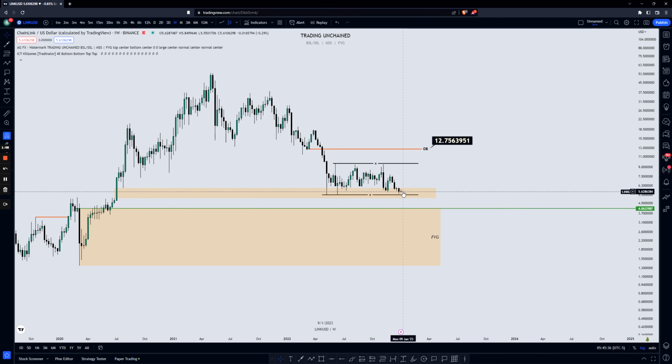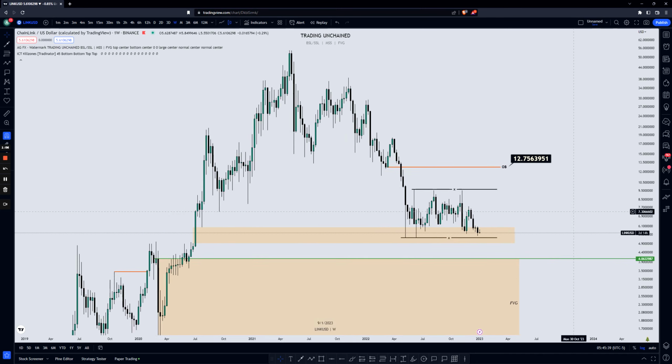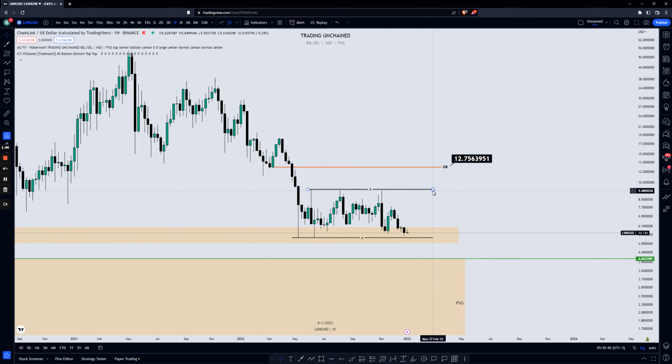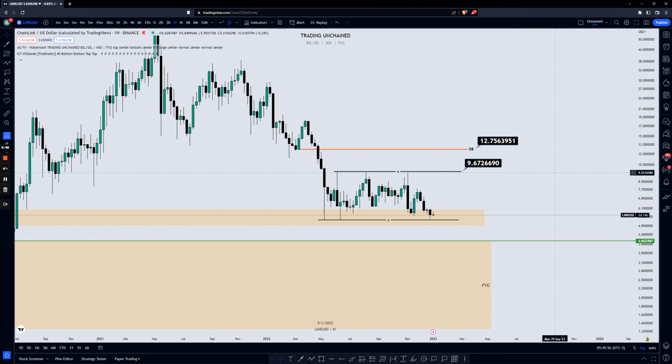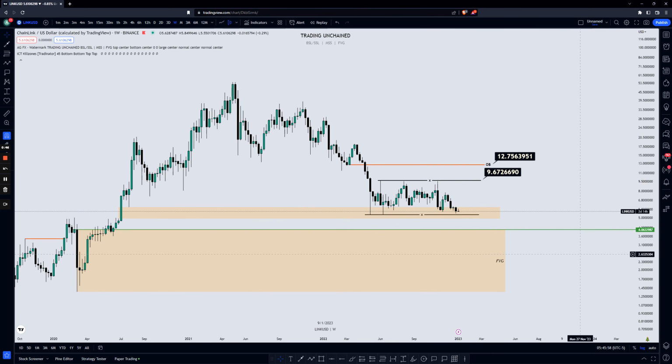For now, if we buy here and the price rallies, we will have to take profits at around 9 and 12. So that's 70% and 125%-ish. So yeah, that's it for now.